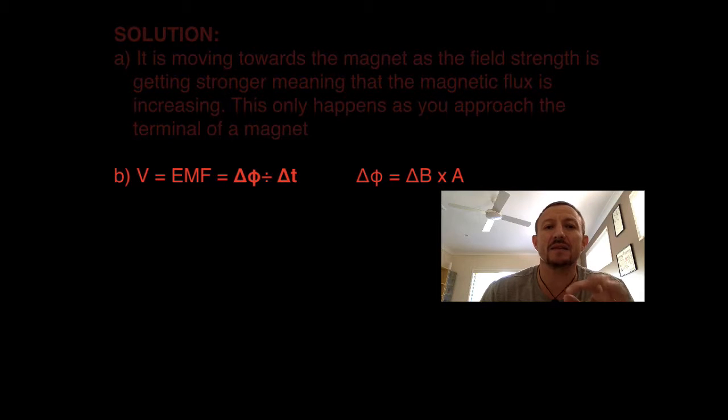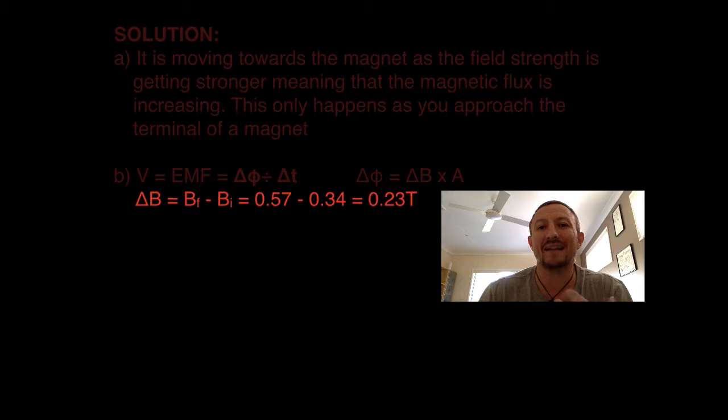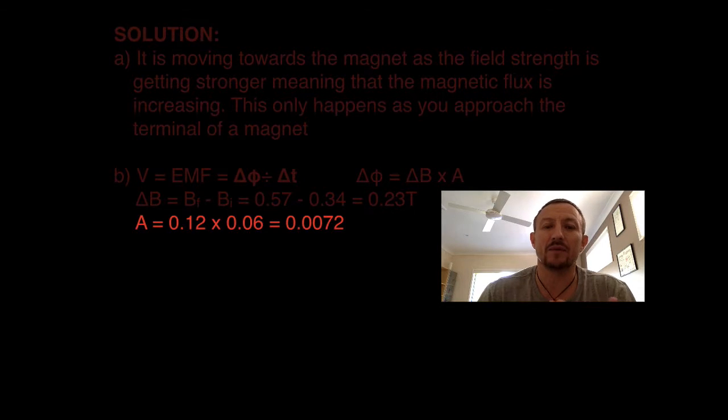Okay, secondly, it's asked us to calculate what that EMF is. So we need to work out the change in flux over the change in time. Now, change in flux is the change in magnetic field strength, as the area stays constant. So change in magnetic field strength is B final minus B initial, or BF minus BI. So it's 0.57, which is my final field strength, minus my initial field strength, 0.34 Tesla, and we end up with 0.23 Tesla.